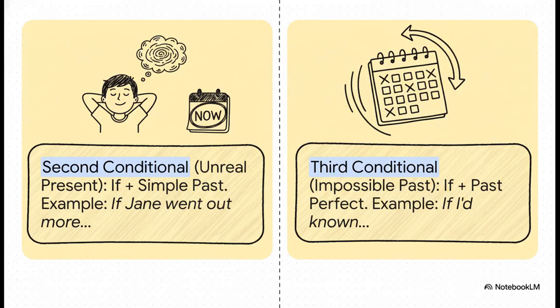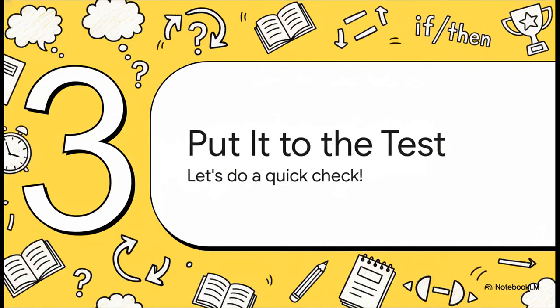Okay, seeing it all laid out like this side by side is so helpful, right? Second conditional is for now, if I knew. Third conditional is for the past, if I had known. This makes that difference in time and grammar totally clear. All right, enough theory. It's time to put what you've learned into practice.